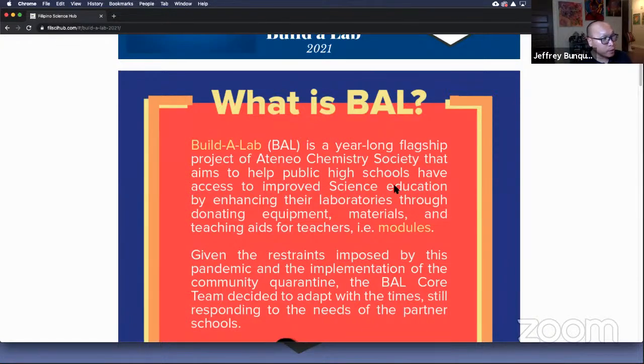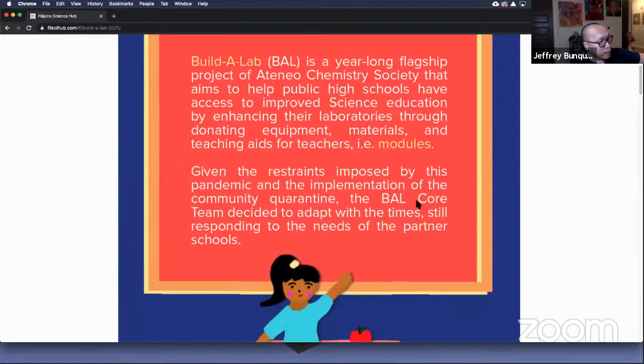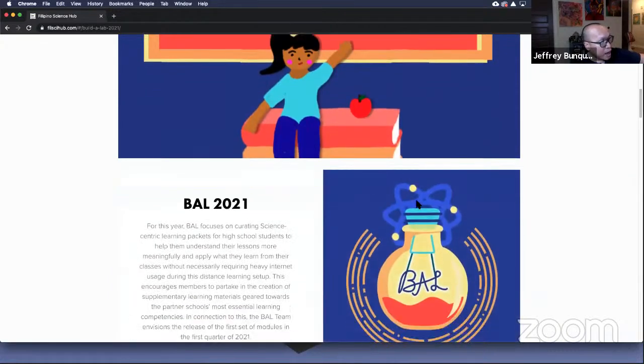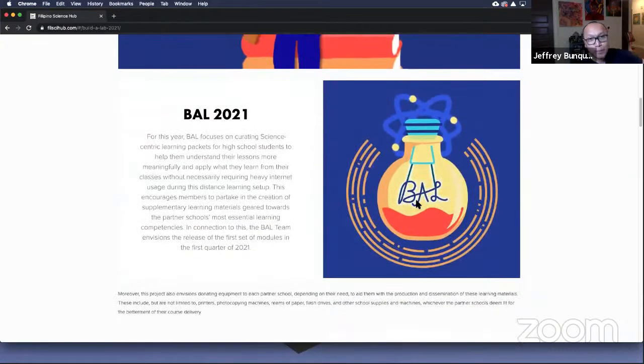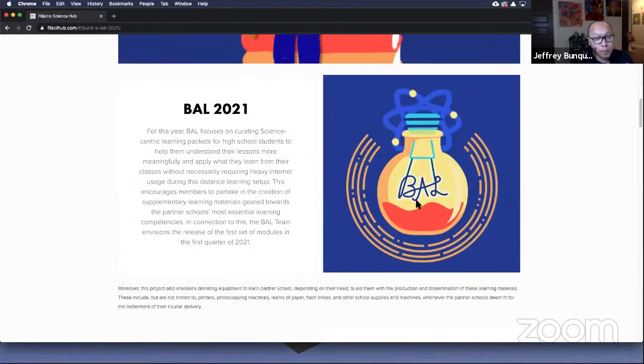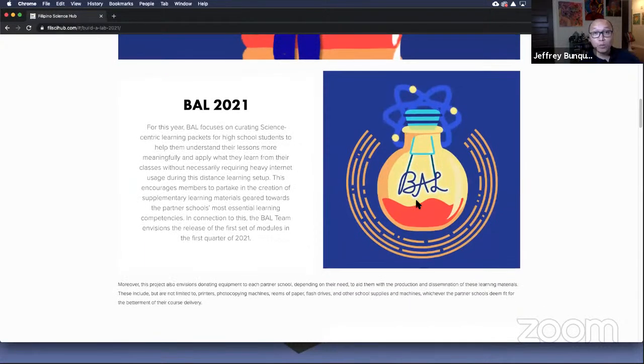So go to www.FilSciHub.com. It has all the information about the BAL project, so basahin nyo na lang po yan. This is actually a very good project that Ateneo Chemistry Society has been generous enough to put up this year para po talaga matulungan ng ating mga guro at mag-aaral during the pandemic.